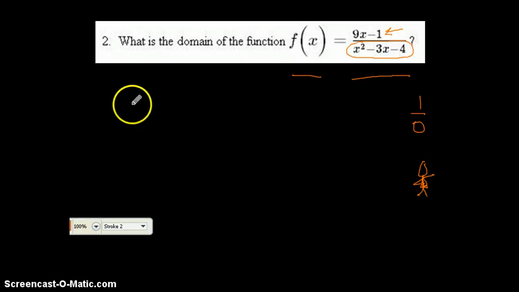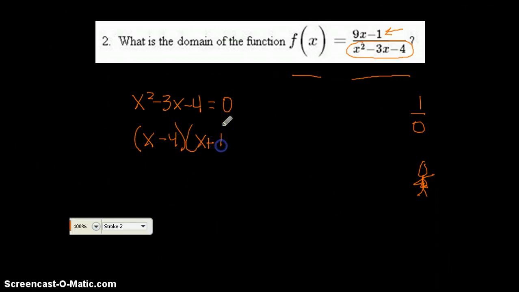What we need to do is see where the denominator is equal to 0. So x squared minus 3x minus 4 is equal to 0. Can we solve this? We could probably solve this by factoring: x minus 4 and x plus 1. You're trying to find the zeros of this quadratic. So negative 1 and 4.